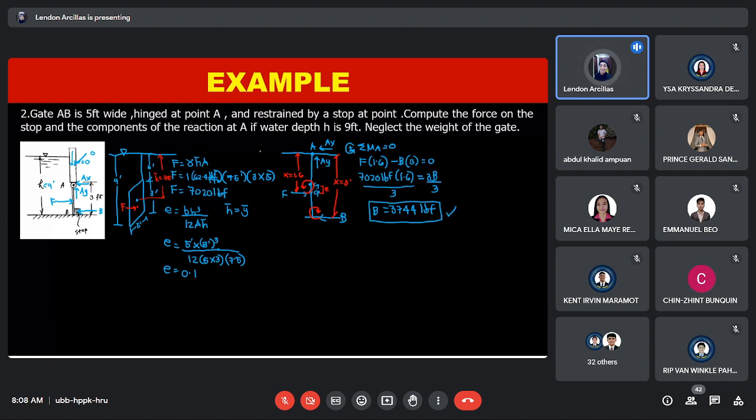Next, sinabi pa kasi niya, compute the force on the stop, which is yung B, and the components of reaction at point A. So, since naka-hinge siya, so dalawa yung components of reaction, AX and AY. So, how do we find AX and AY? By summation of horizontal and vertical forces. Since may value na yung B natin, makukuha natin to using vertical and horizontal force summation.